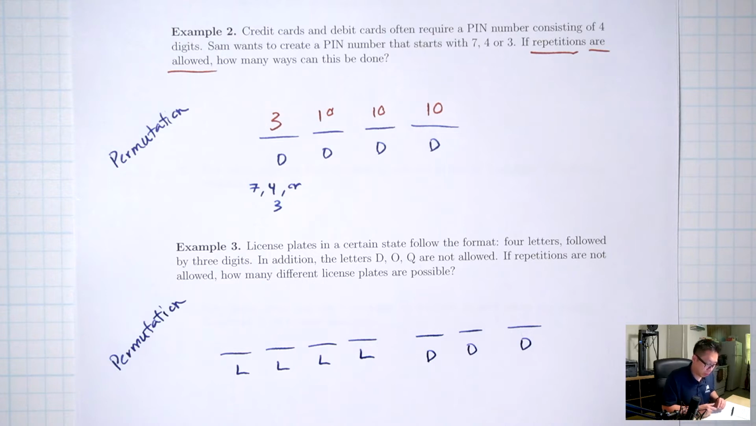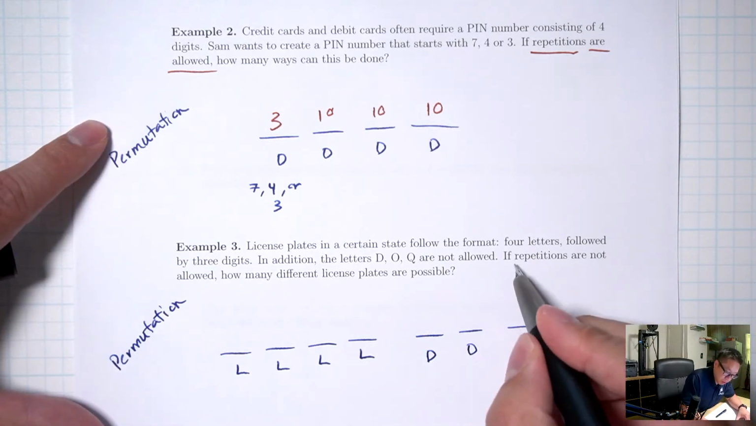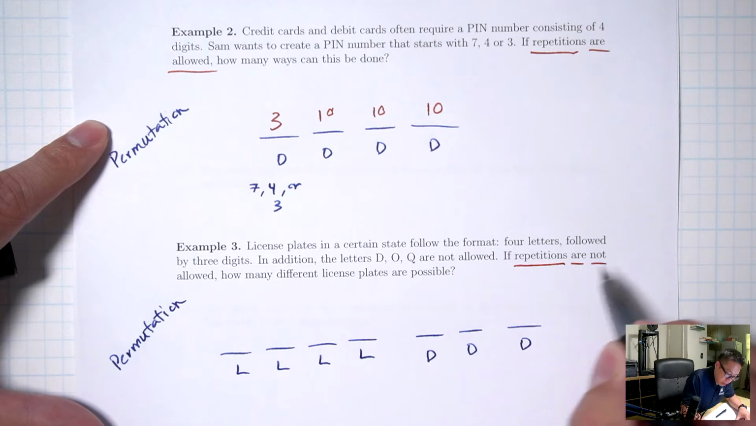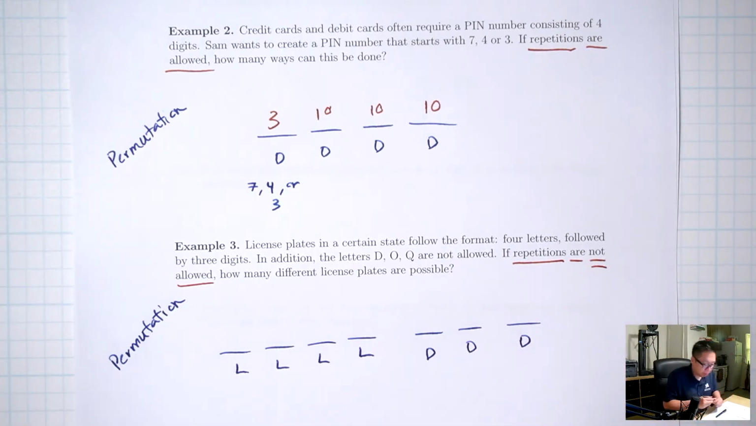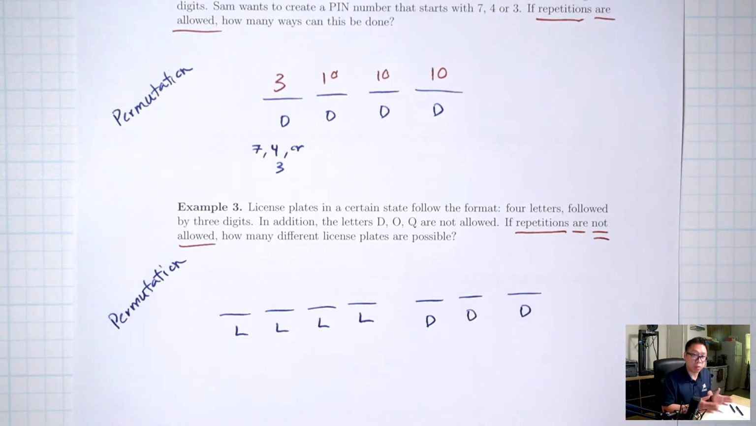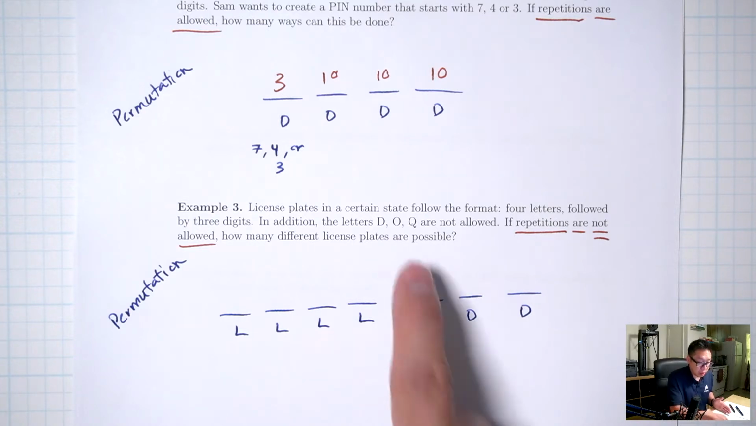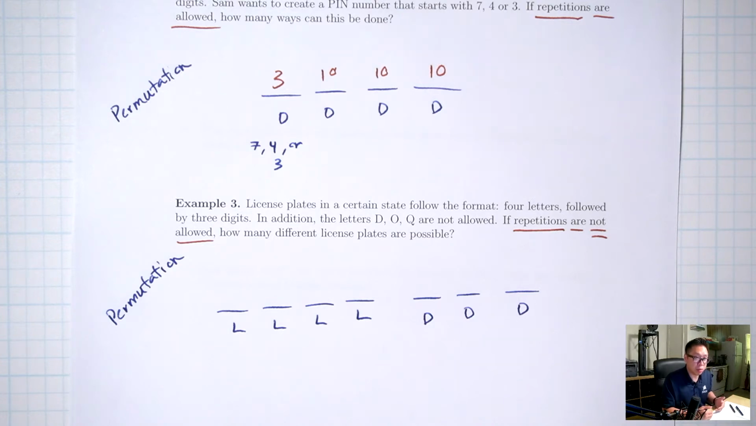And what else is important here? Letters D, O, and Q are not allowed. Okay. And then repetitions are not allowed. Okay, letters. How many options do I have? So normally letters will be A through Z, which is 26. In this example, I'm giving you a restriction that you're not allowed to use these 3 letters, so now what's the total number of options I have? A through Z is 26. If I remove 3, so 26 minus 3 is 23. So I have 23 options for letter.